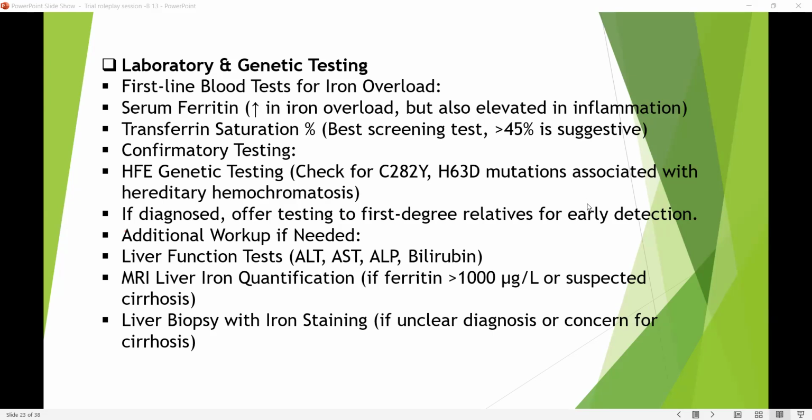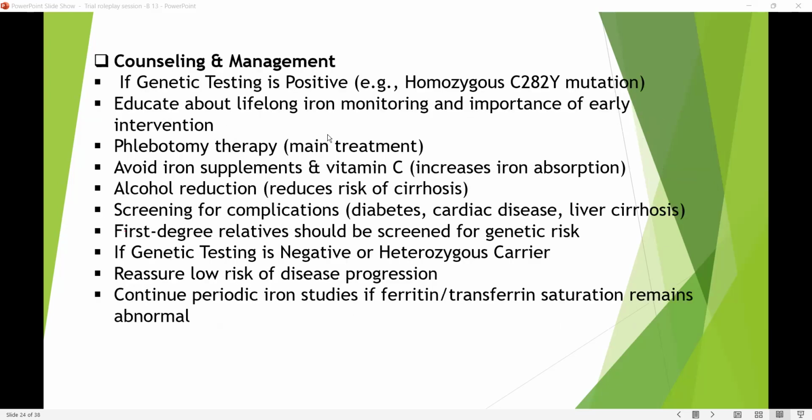For additional workup, you have to do liver function tests. Sometimes, if there are liver function abnormalities, then the second step would be liver MRI. Liver biopsy is for very late stage. And then counseling and management.